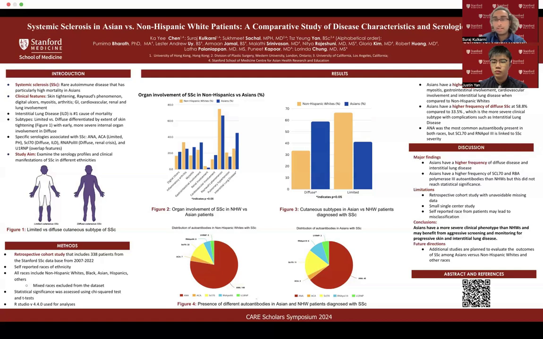Overall, the study sets a good precedent in that Asians who have a more severe clinical phenotype compared with NHWs may benefit from more aggressive screening and monitoring for progressive skin and interstitial lung disease, and additional studies should be planned to evaluate the outcomes of SSc on top of the research that we've already done.